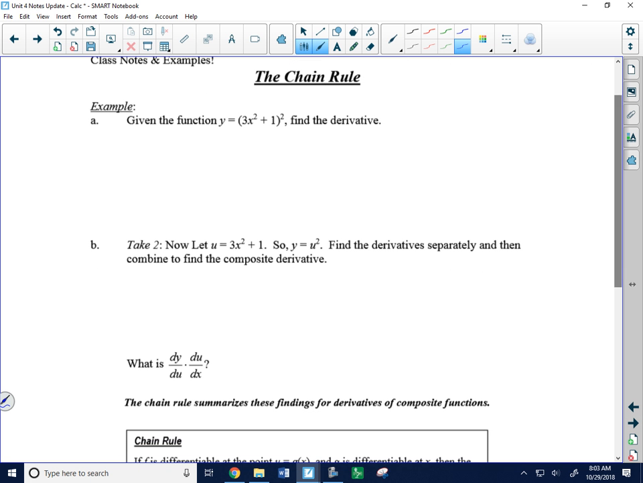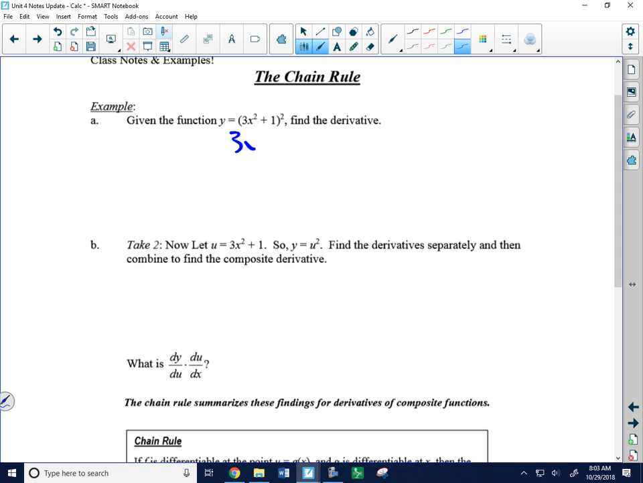So let's look at this more explicitly here. I'm going to give you an example. 3x squared plus 1, squared, find the derivative. I want to show you two ways to do this one. Moving forward, if I would change this to like 12, or some other power, we wouldn't do option A. So there'd only really be one way to do this. Right now, before chain rule, the only way we would know how to do this is to FOIL.